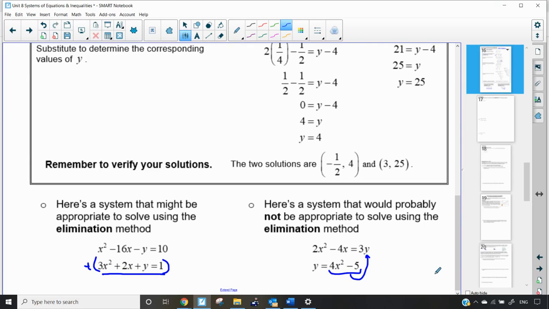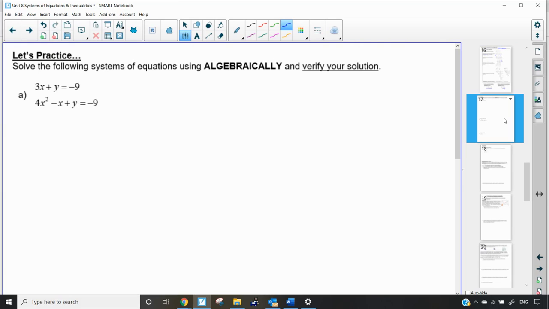All right, so that takes us through both types of algebraic methods, both substitution and elimination. Now we're going to take some time to actually practice. This might be a good opportunity for you to pause the video, do these practice questions, and then come back and check your answers.